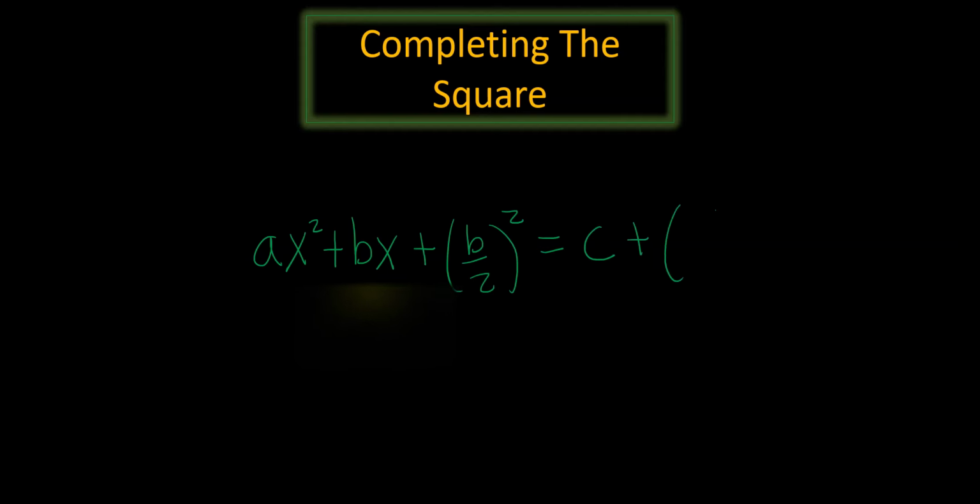Just a quick recap, we are using the equation ax squared plus bx plus half of b squared equals c plus half of b squared. Let's work through an example.